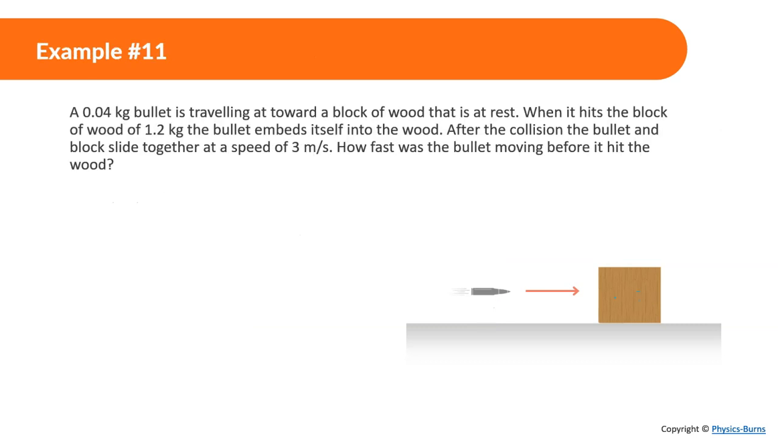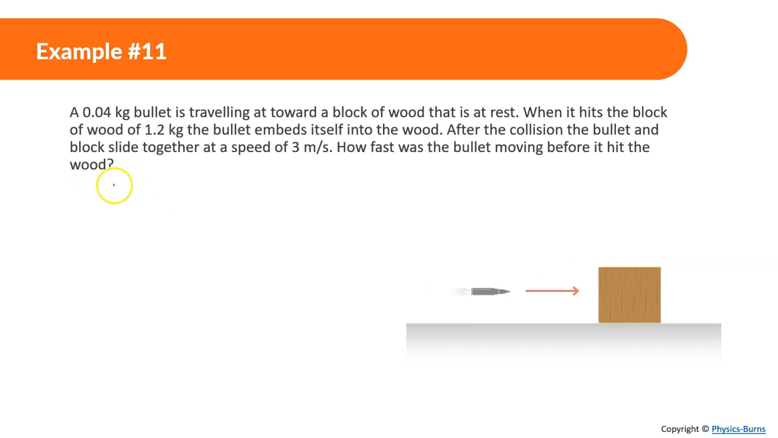Okay, moving on. A 0.04 kilogram bullet is traveling toward a block of wood that is at rest. When it hits the block of wood of 1.2 kilograms, the bullet embeds itself into the wood. After the collision, the bullet and the block slide together at a speed of 3 meters per second. How fast was the bullet moving before it hit the block of wood?